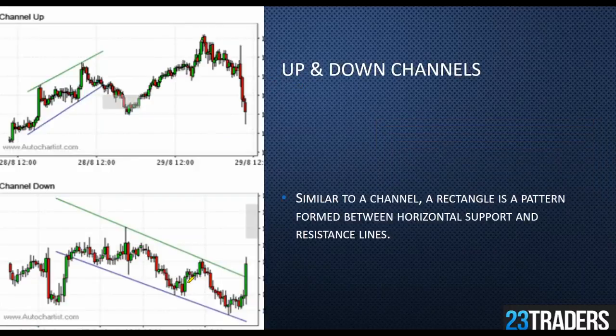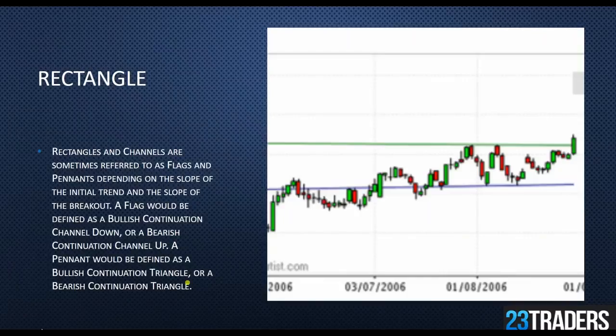Okay. Now we have up channels and down channels, similar to a channel. Okay, and then we have rectangle. A rectangle is a pattern formed between horizontal support and resistance lines, similar to a channel. Rectangles and channels are sometimes referred to as flags and pennants, depending on the slope of the initial trend and the slope of the breakout.